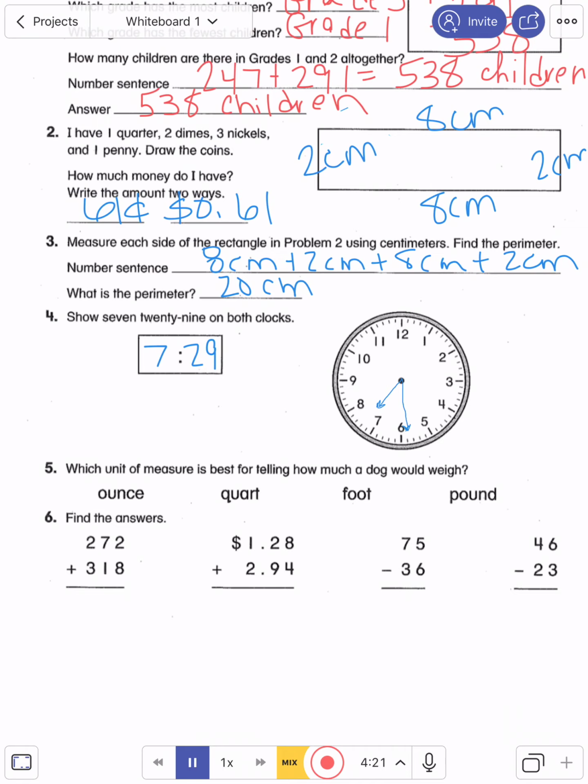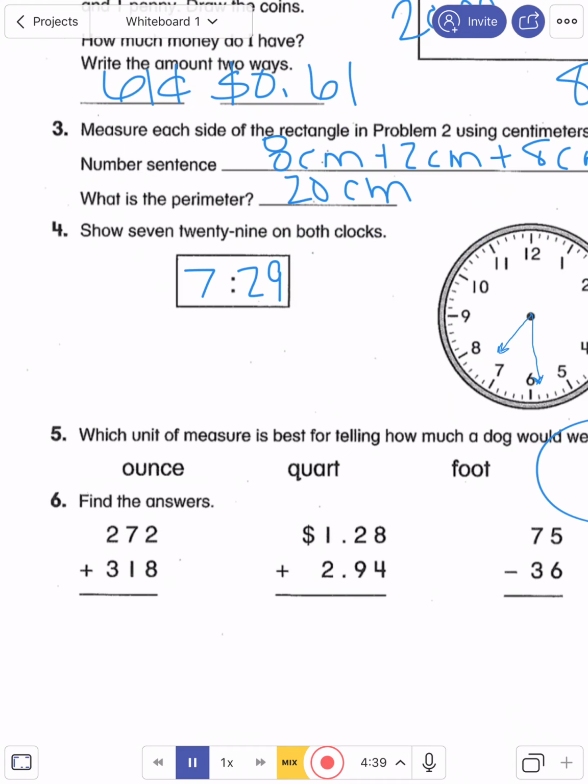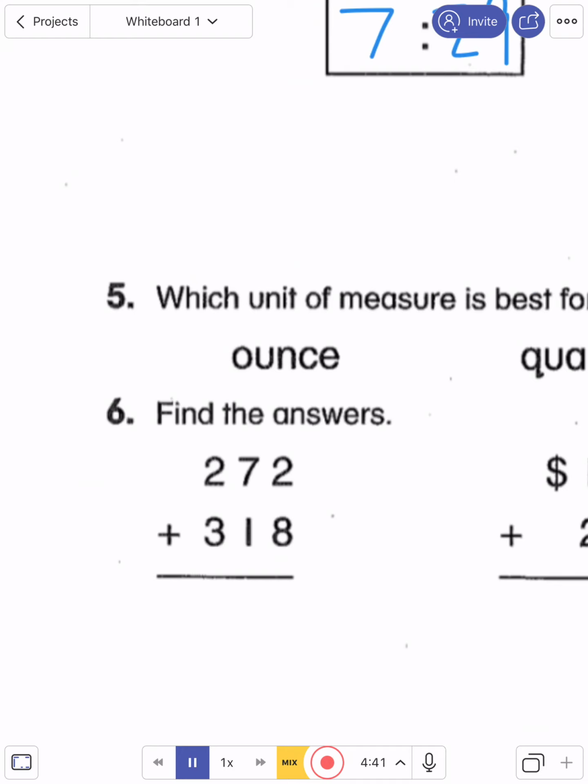Number 5. Which unit of measure is best for telling how much a dog would weigh? Ounce, quart, foot, or pound? Think. Get ready. Yes, pound. Number 6, we're going to find the answers. 2 and 8 is 10. I can trade for a dime, leaves no pennies. 7 plus 1 is 8, plus 1 is 9. 2 plus 3 is 5. Your answer should be 590.